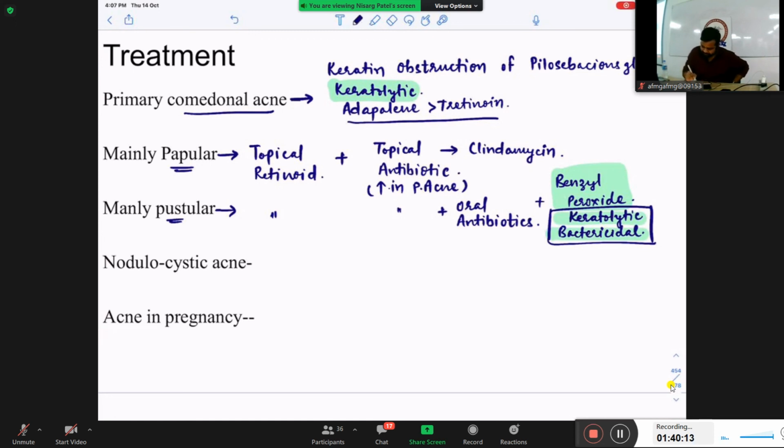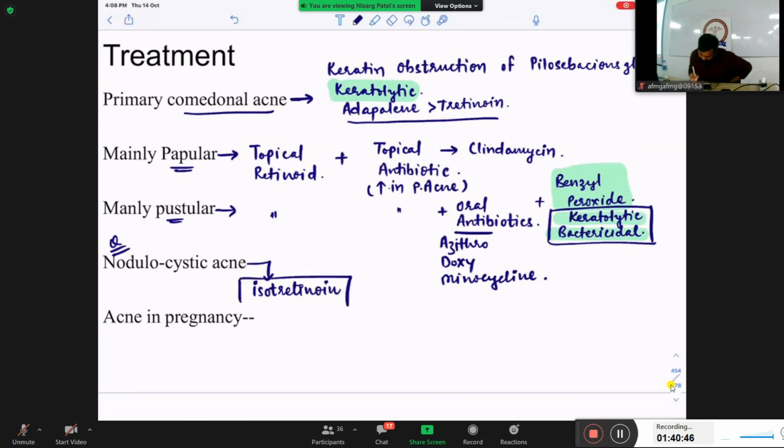Oral antibiotics we give are azithromycin, doxy and minocycline. Okay, oral antibiotic. This MCQ was asked, what is the drug of choice for nodulocystic acne? Drug of choice for nodulocystic acne is isotretinoin.